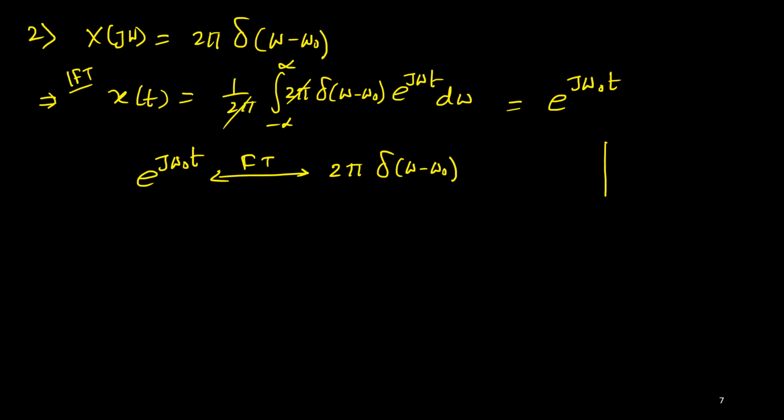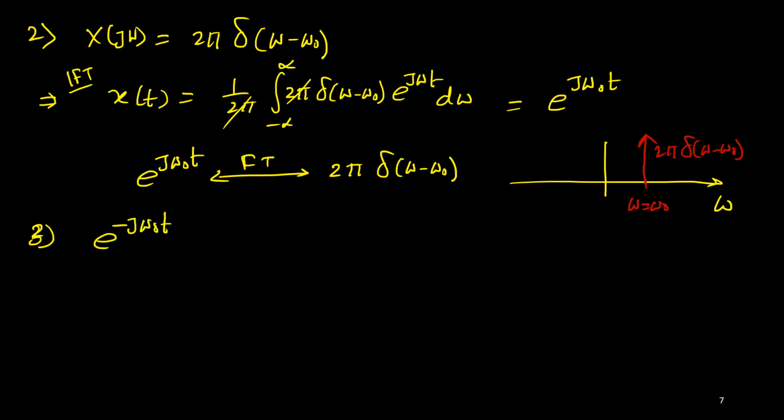So the spectrum is like this. At omega equal to omega naught, you are having a spike, an infinite one, and this is 2 pi times del omega minus omega naught. So it's a single frequency. Similarly, for e to the power minus j omega naught t, its spectrum should be 2 pi times del of omega plus omega naught, on the left hand side.